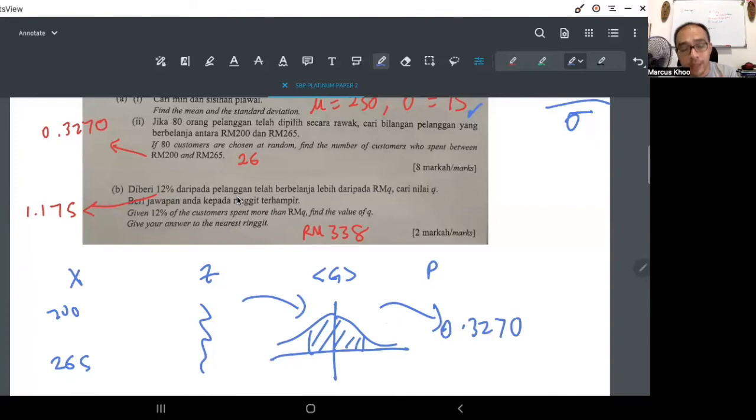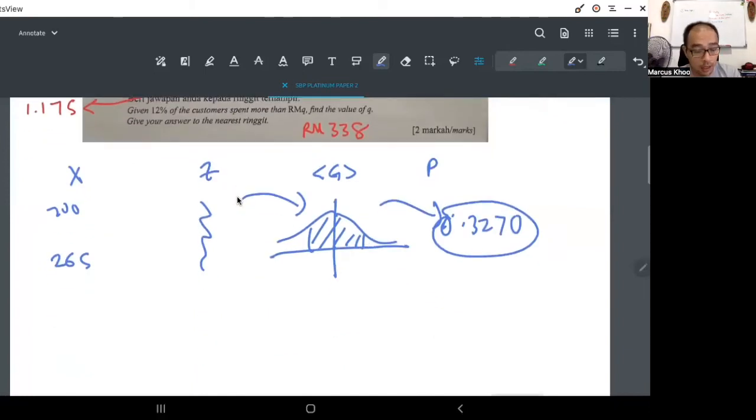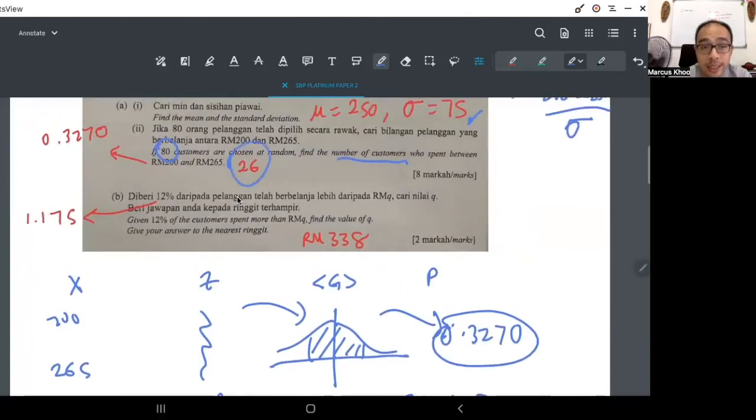The question is not asking for probability, it is asking for the number of customers. So the number of customers is the probability times the total number of customers. So the number of customers is 0.3270 times 80. And you should be able to get about 26 lah. Probably you will get 26 point something lah. So don't round it off to 27. Round it off to 26 because tidak cukup orang ke 27.